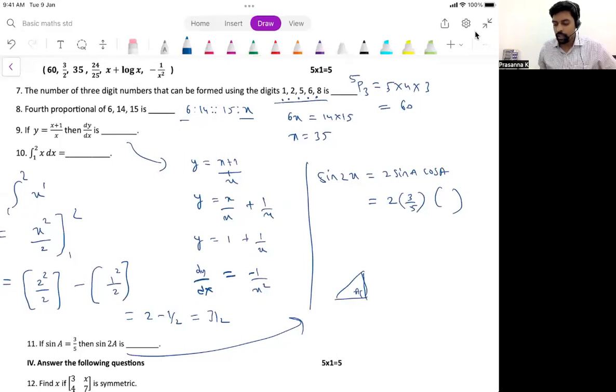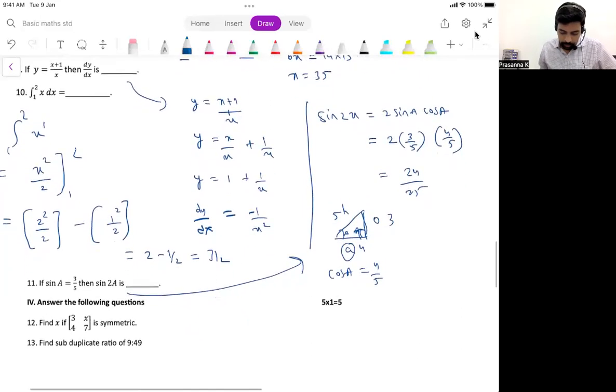So I will call this angle 90 degrees. I will call this angle A. This is hypotenuse, opposite, and then adjacent. We know that sine A is 3 by 5. So opposite is 3, hypotenuse is 5. And we know that 3, 4, 5 are the Pythagoras triplets. So adjacent will be 4. Therefore, cos A equals adjacent by hypotenuse. You will get 4 by 5. So here I will write 4 by 5. Simplify this, 2 into 3 into 4. 2 into 3, 6, 6 into 4 is 24, and then 5 into 5 is 25. So correct answer is 24 divided by 25.